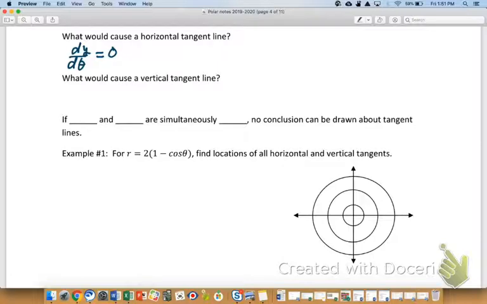Are there any parameters relating to dx/d theta on this? Yes. What do you think would cause a vertical tangent line? Yeah, we'll come back around to that in a second. So this would be if dx/d theta is 0.